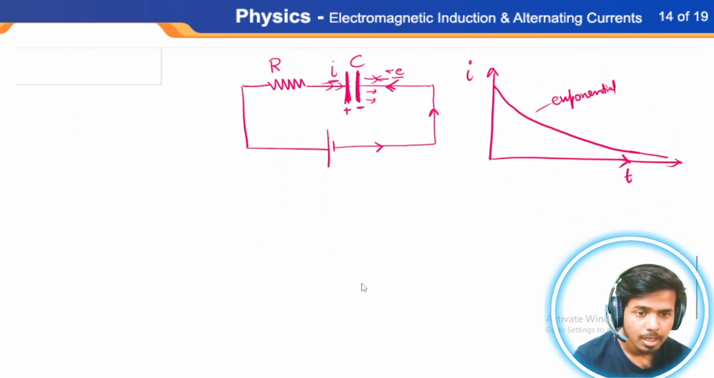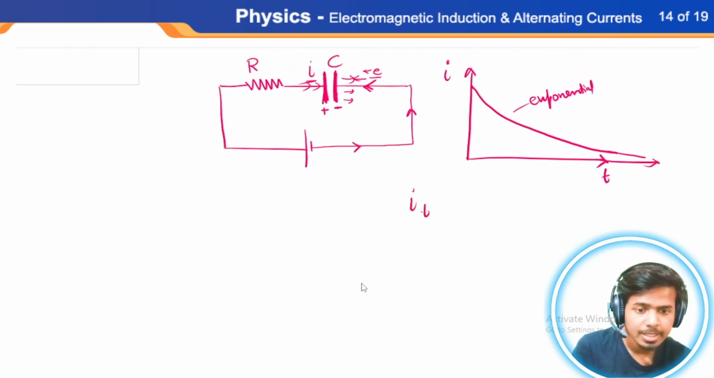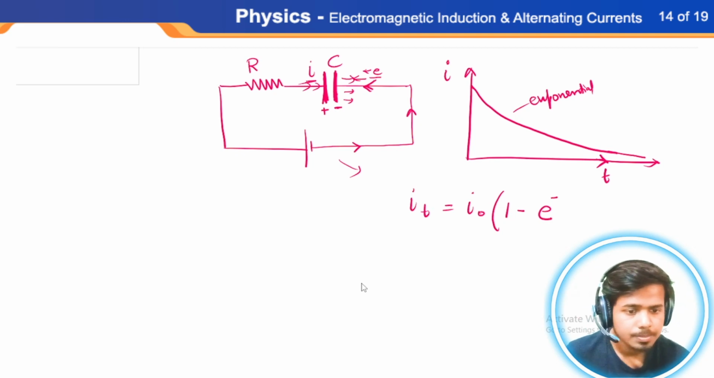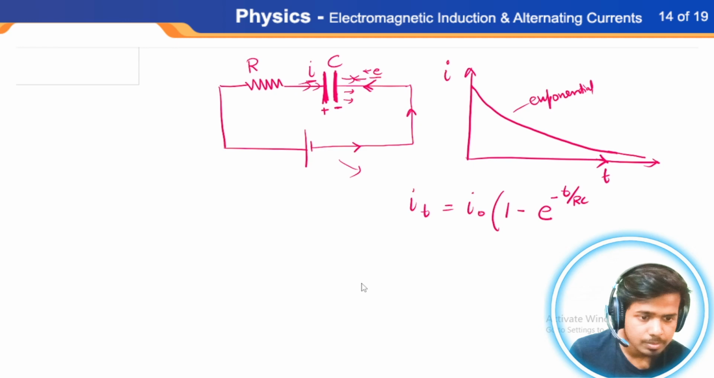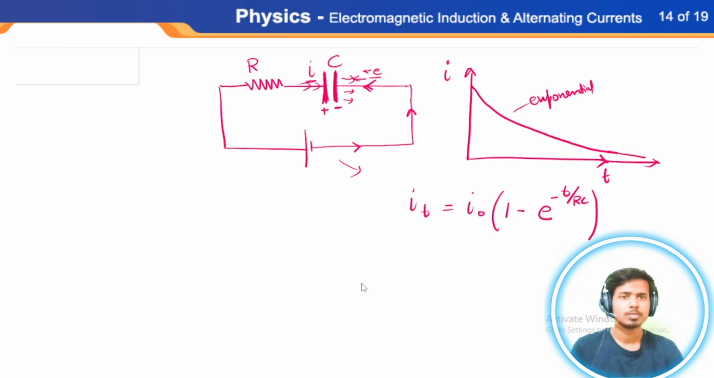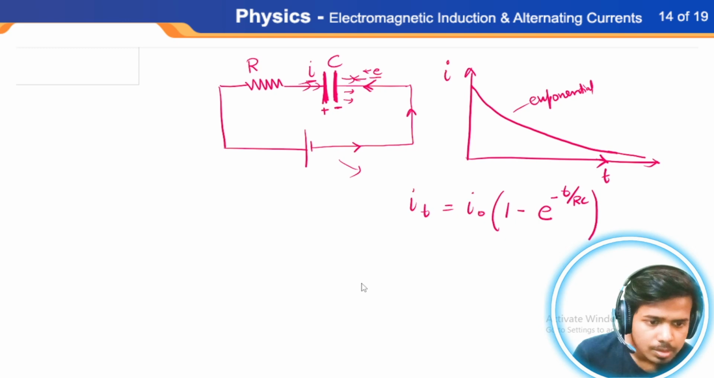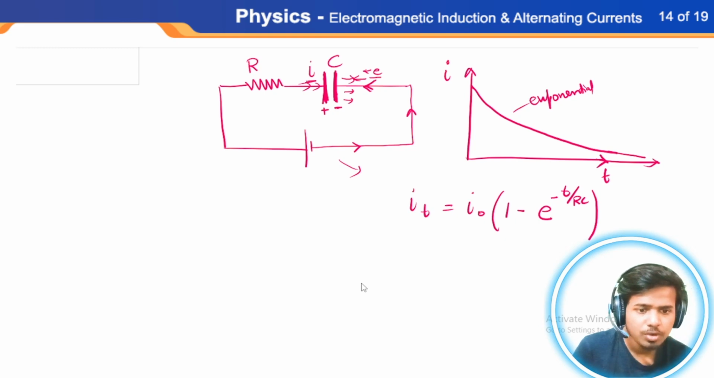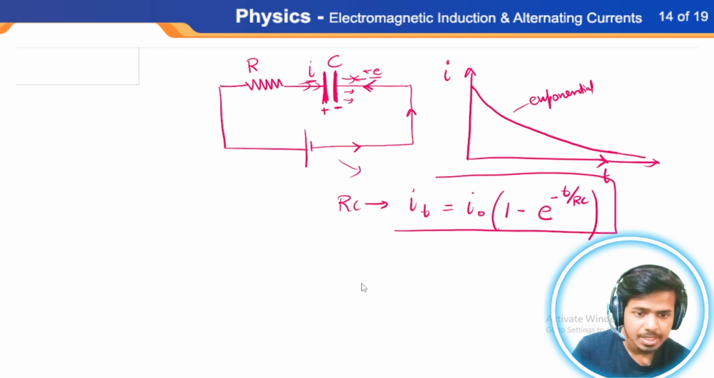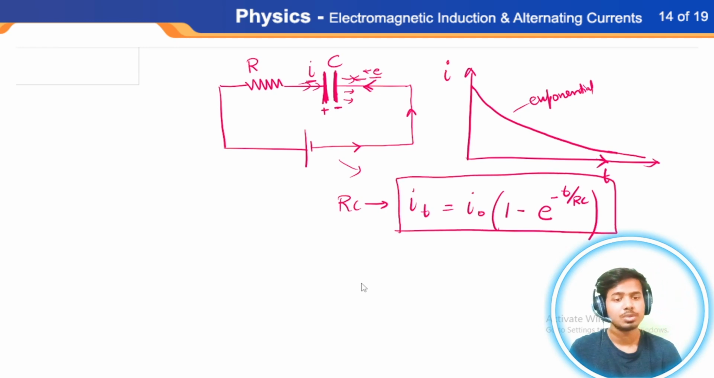That is why the current at any time, I at t, is given in this situation as I naught 1 minus e to the power minus t by RC. All right. This is the formula for current inside the RC circuit. As you can see that as time passes, it will go to 0.